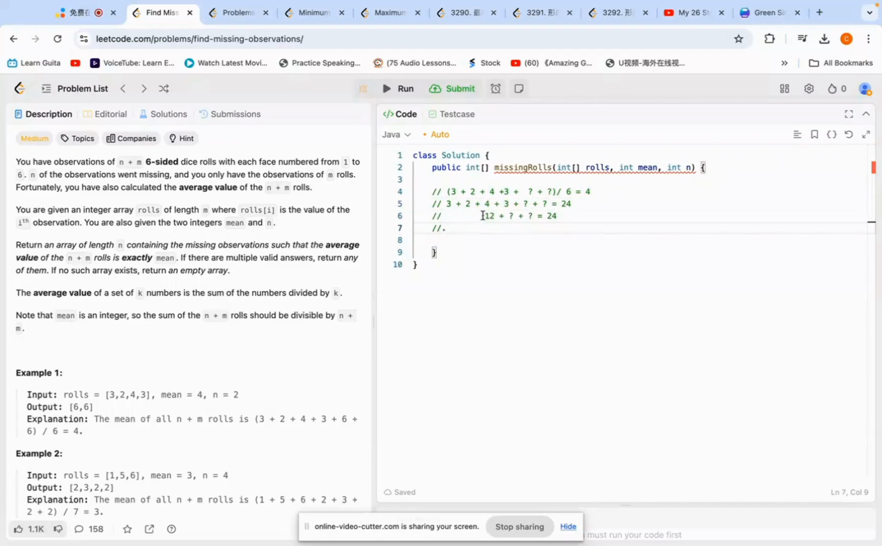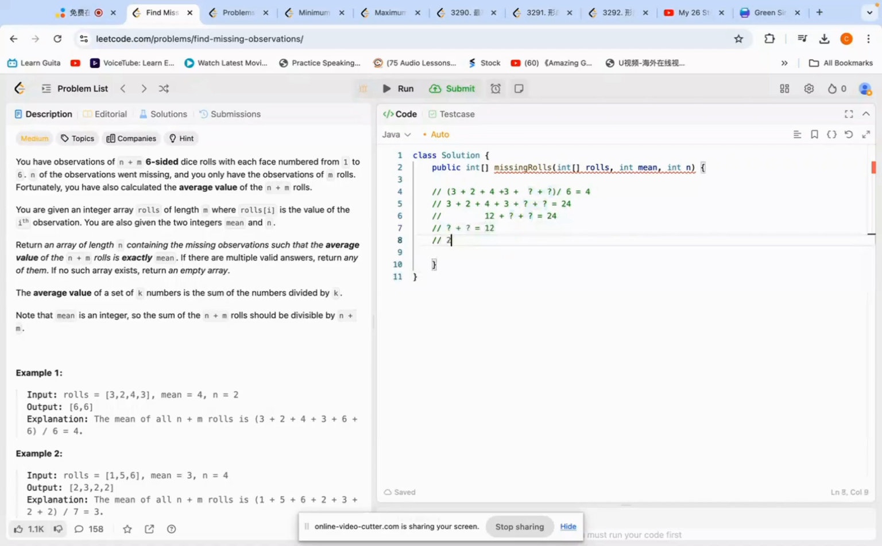Now we need to do one thing. We need both sides to minus 12, right? Minus 12. So now we cross this out. So here it's just question mark plus question mark equal to 24 minus 12 equal to 12, right? So now finally, we know the 2 question marks can get 12.